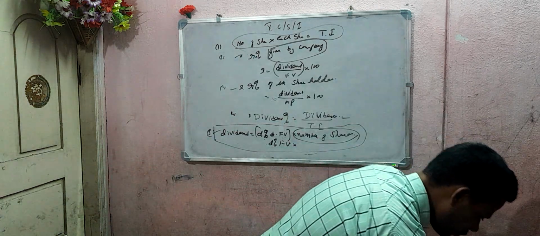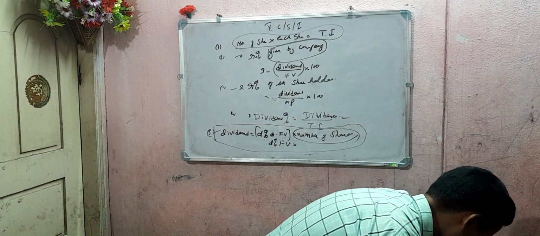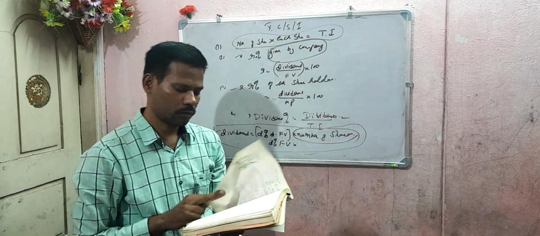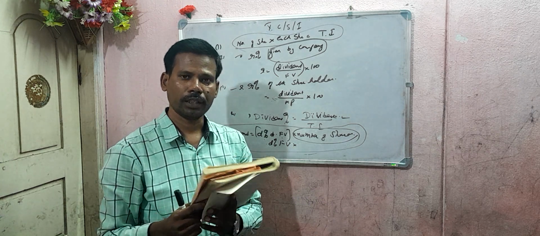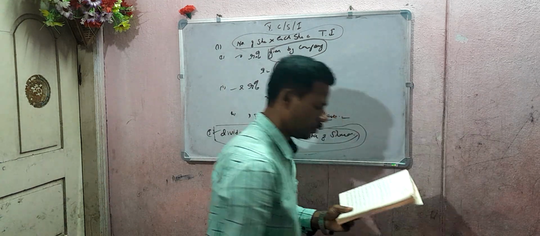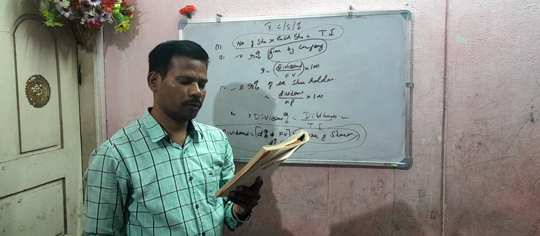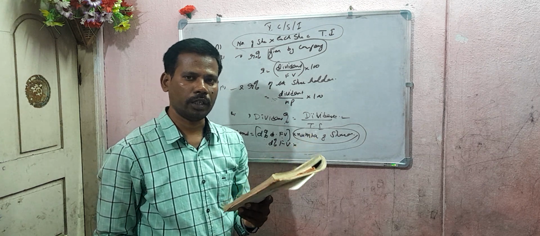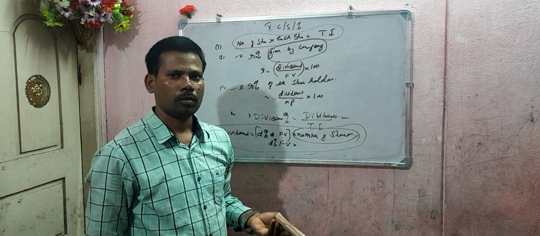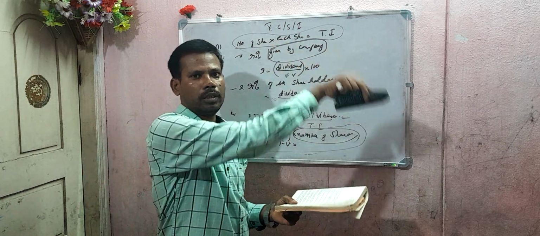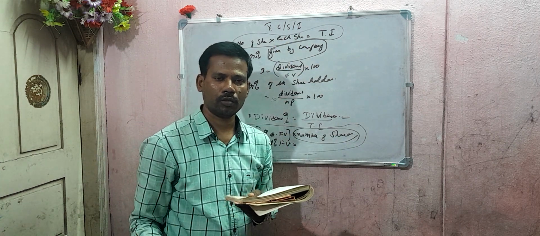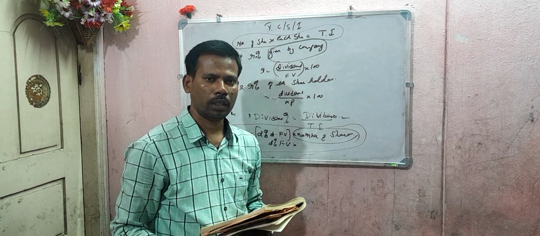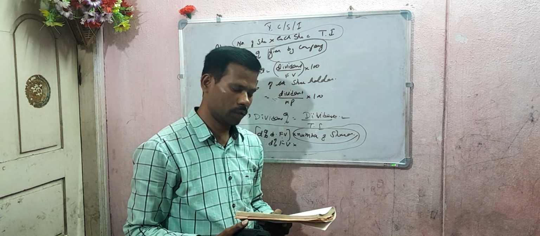First one, find the cost of 100 shares. Find the cost of 100 shares of rupees 25 each at premium 15. So the question is not possible to write on this board because it will take a lot of time. So I will just read out the question for you twice to make you understand perfectly, and we will finish the problem.